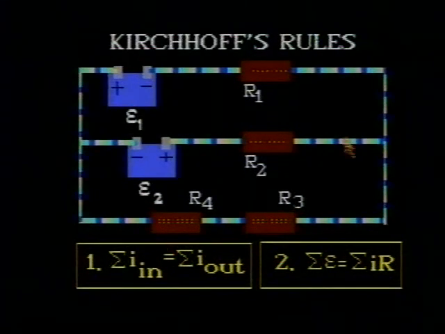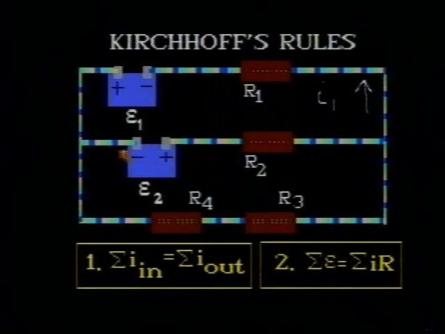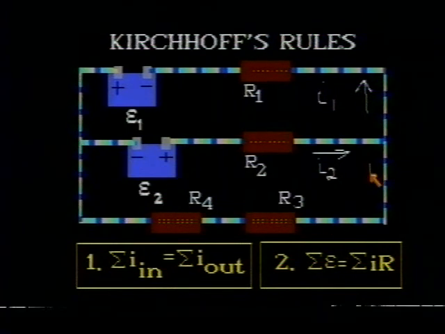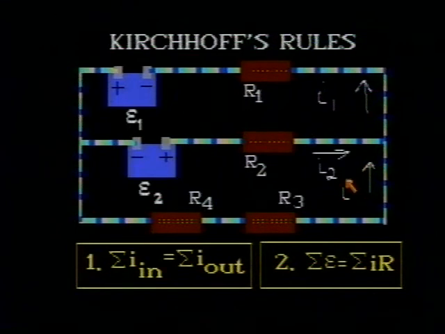Let's say that the current in this upper branch is flowing in this direction, and we will label it I1. In this branch, let's say the current is flowing in this direction, and we will label it I2. And in this lower branch, let's say that the current is flowing in this direction, and we will label it as I3.